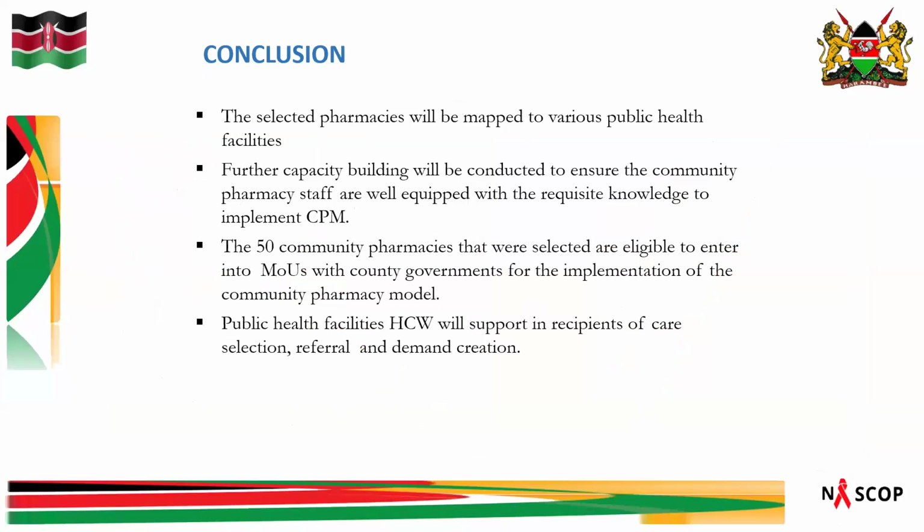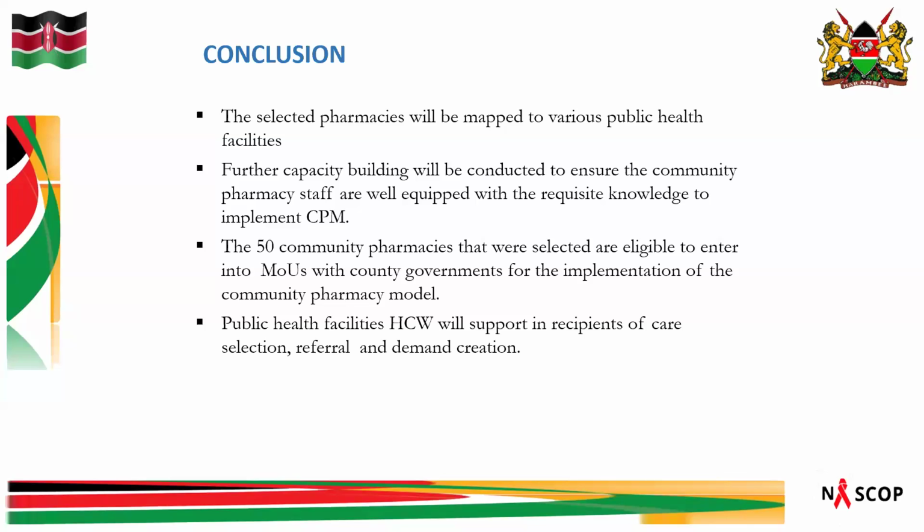So, in conclusion, the selected pharmacies will be mapped to various public health facilities, and we were able to do some capacity building, of course, not comprehensive. Capacity building will be a continuous process. And then the 50 community pharmacies which were selected are eligible to enter into MOUs with the county governments for implementation of this model. And then the public health facilities' healthcare workers will support in recipients of care selection, referral, and demand creation.